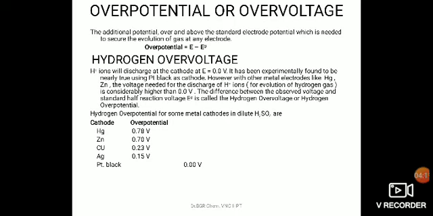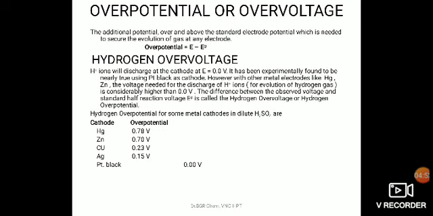Hydrogen over voltage. H+ ions will discharge at the cathode at E equals 0.0 volts. We have seen that in the standard hydrogen electrode, the electrode potential is always considered as 0 volts. It has been experimentally found to be nearly true using platinum black as cathode. You can remember here we have used platinum black in the standard hydrogen electrode. However, with other metal electrodes like mercury, zinc, the voltage needed for the discharge of H+ ions for the evolution of hydrogen gas is considerably higher than 0 volts.